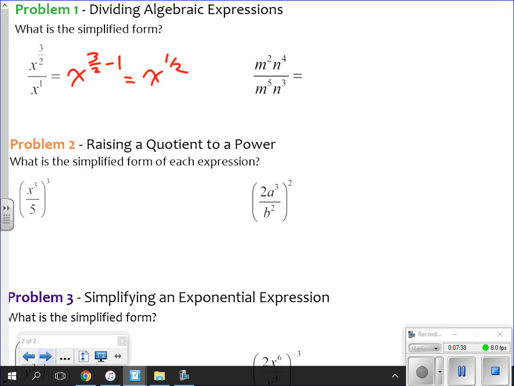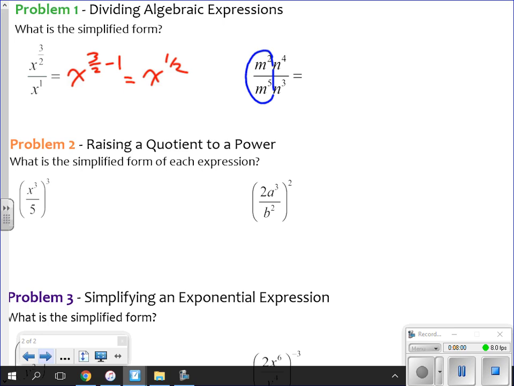Okay. Now I need to do the next one. This is where it's a little more complicated. It's not bad, but it's a little more complicated because I have two variables I'm dealing with. I'm dealing with my m's, and then I'm going to deal with my n's. You do them one at a time. You work one variable at a time.